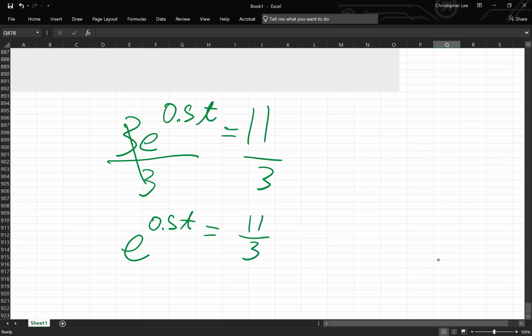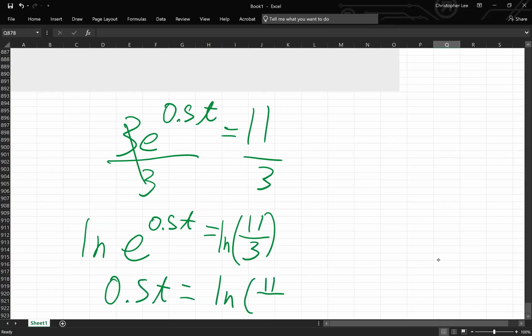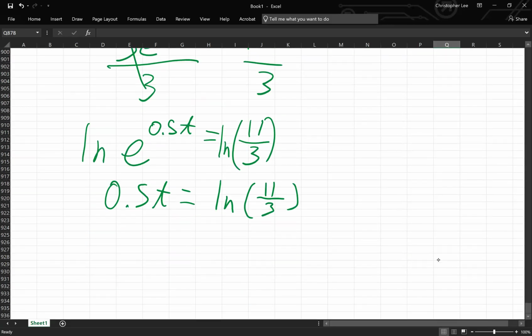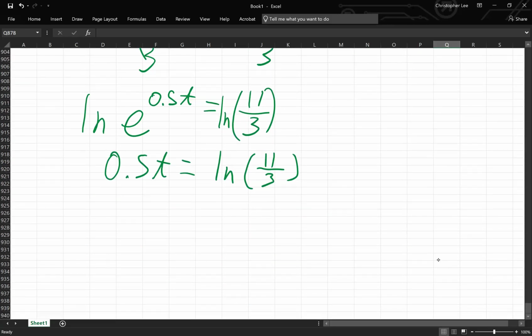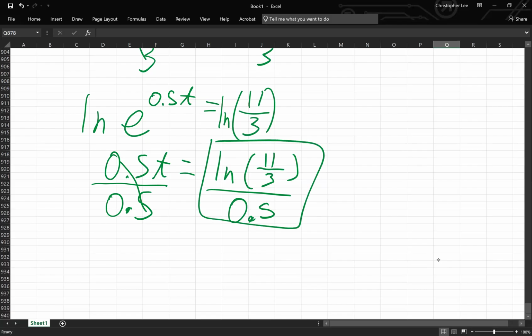What should I do next? How do I do that? ln, right? So I'm going to ln this side, ln this side. So now what do I have? 0.5t is equal to ln 11 over 3. What should I do after that? Divide by 0.5, all right, very good. And that's it. I would accept this answer.